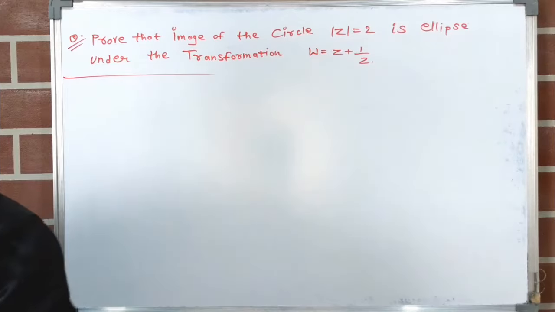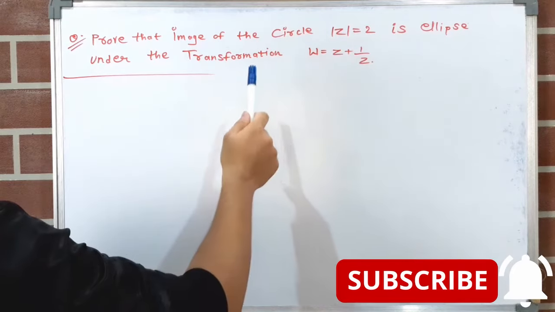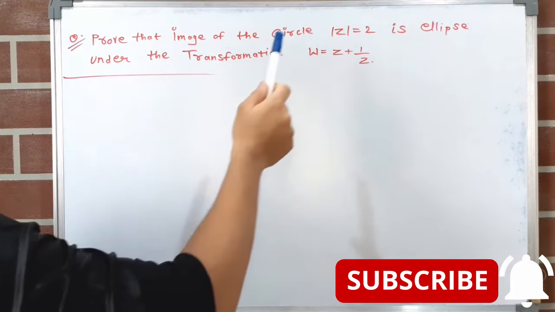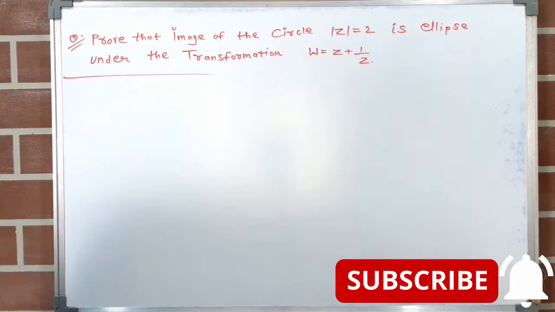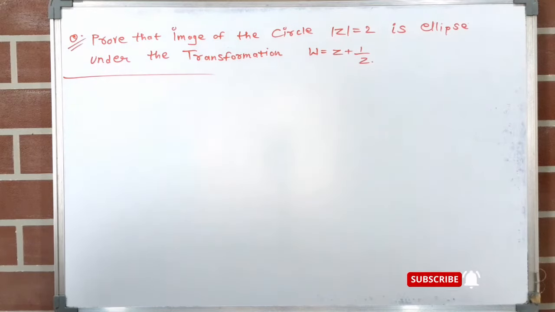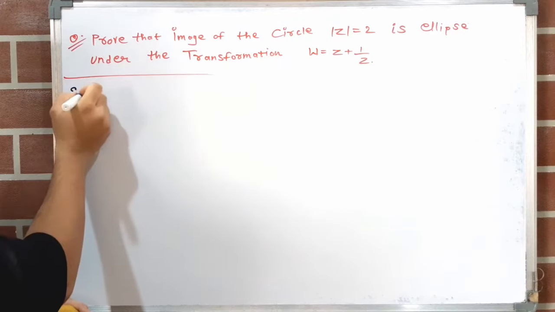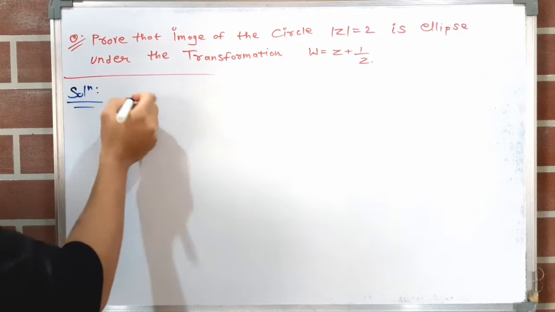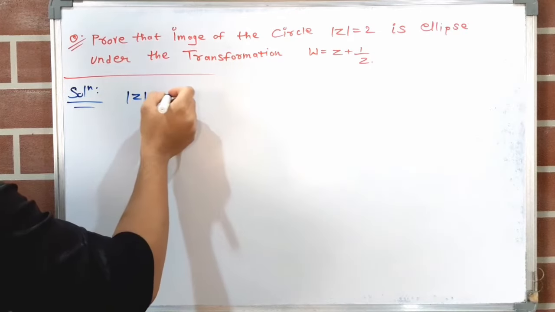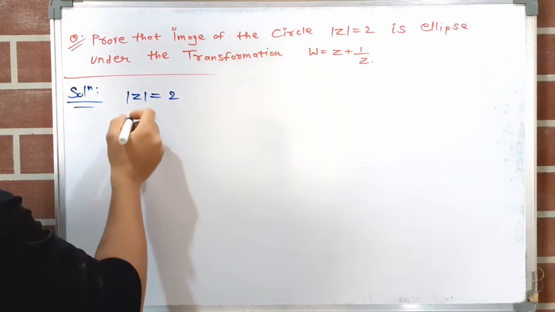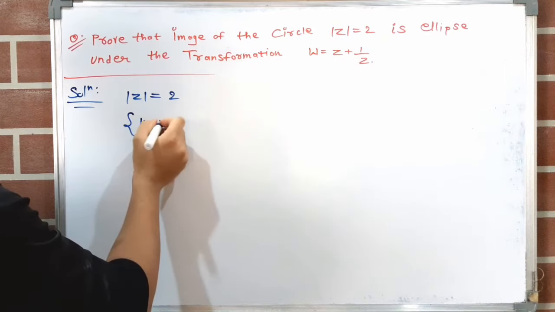So the first numerical is: prove that the image of the circle |z| = 2 is an ellipse under the transformation W = Z + 1/Z. Here a circle is given, so definitely a radius will be there, so we will find the radius of this circle. So the solution is, technically this |z| = 2 is the radius, because |z| = r.